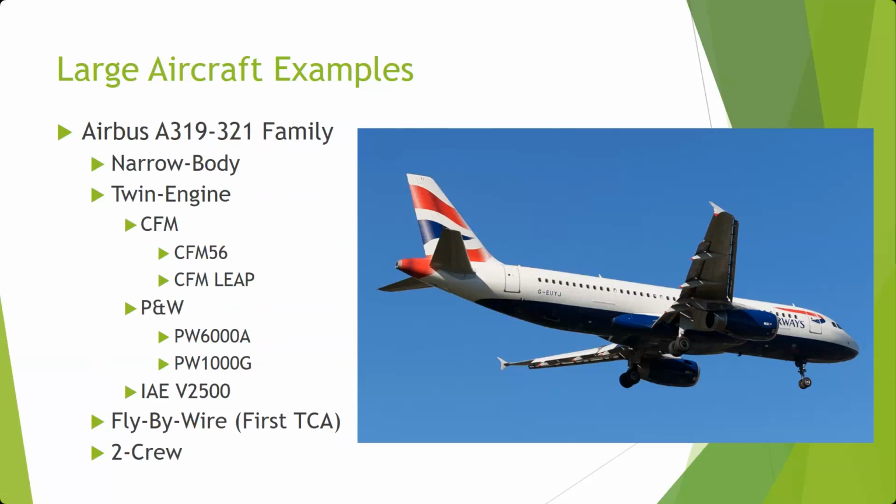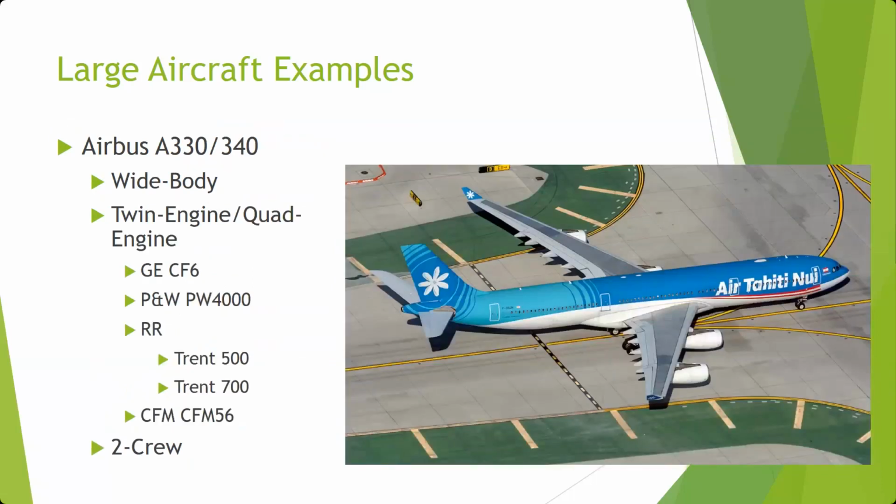This was the first truly certified from the factory fly-by-wire aircraft. These use the Airbus side stick control rather than a yoke in the middle. Okay. 2 crew aircraft. Direct competitor 737. Airbus A330, A340. This is an A340 that you see here.